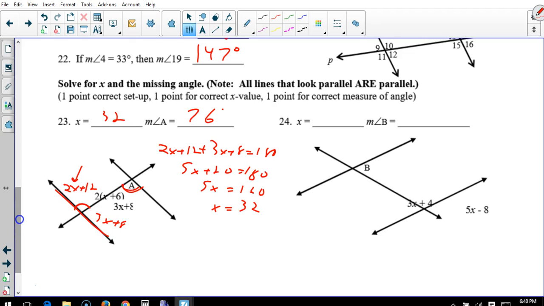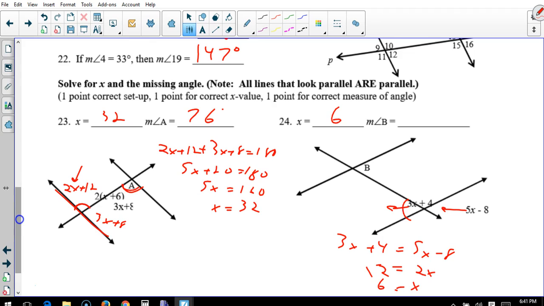Okay, these two, this should be over here a little more, and this should be right there. They're vertical angles. They're equal to each other. So we set them equal to each other. 3x plus 4 equals 5x minus 8. Subtract 3x, and I get 2x. Add 8, I get 12. X is 6. Now, I want the measure of angle B.